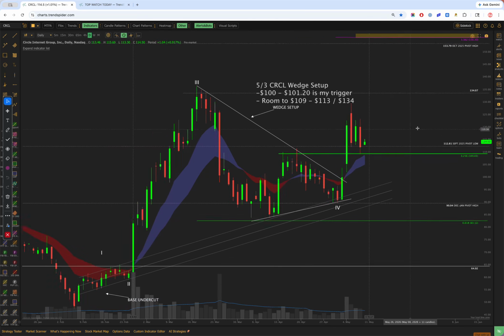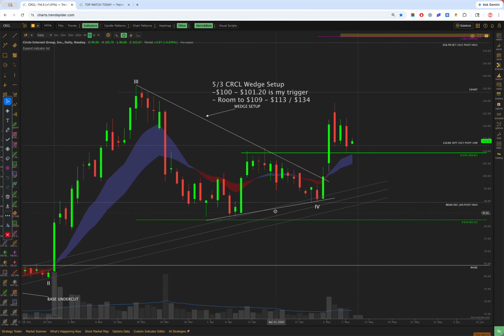But again, why did I get into Circle? Or why was I even looking at Circle? Because look at the wedge. And I was talking about this wedge for like a week. You could have built inside of this wedge, right? And then of course it gaps up without us. I had to wait for the back test of the 236 here, right? I got in, I had two limit orders at 115-ish and then 112-ish. But again, it's kind of just tactical.